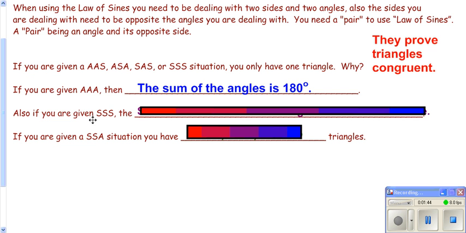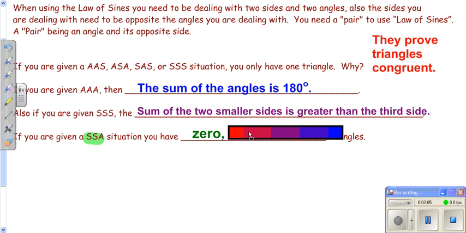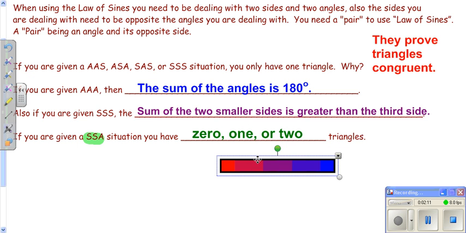Also keep in mind when you know all three sides, that the sum of the two smaller sides has to be more than the third side. Now, when you're dealing with a side-side-angle, and we always go side-side-angle, never the other way around, sometimes it is no triangles formed, sometimes it is one triangle formed, like the ones up here are, but sometimes it's two triangles.